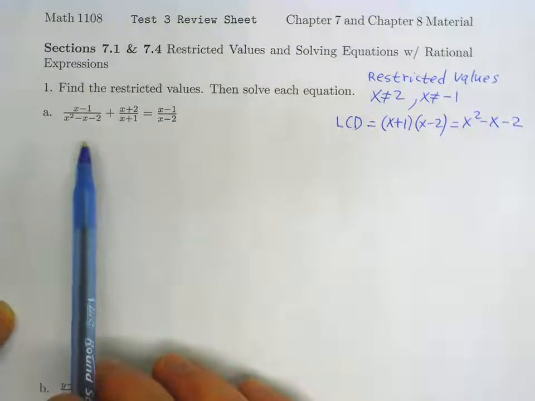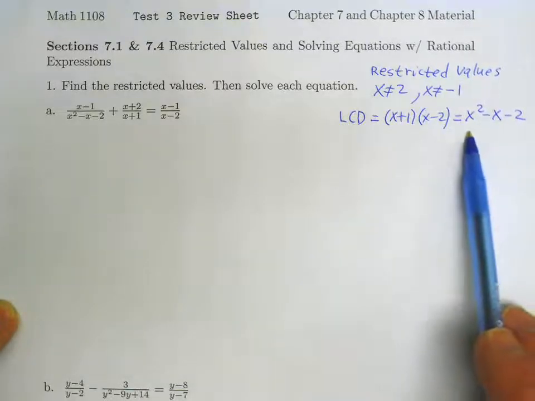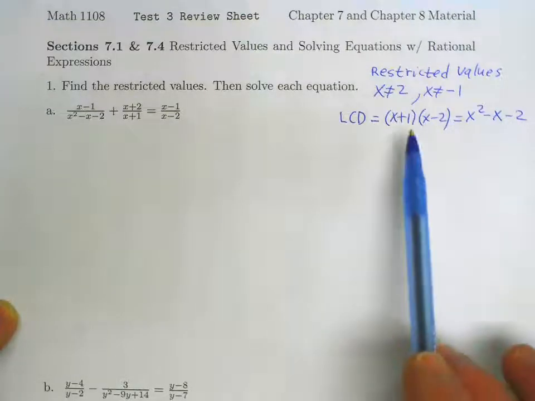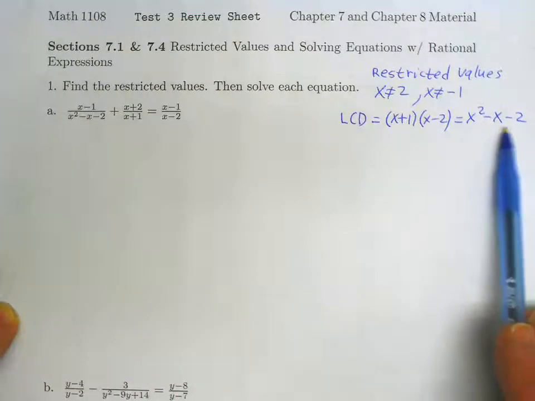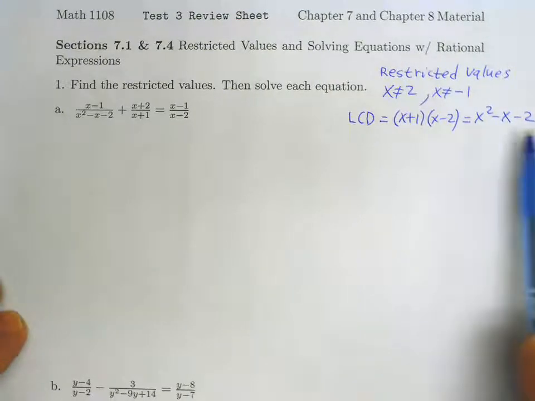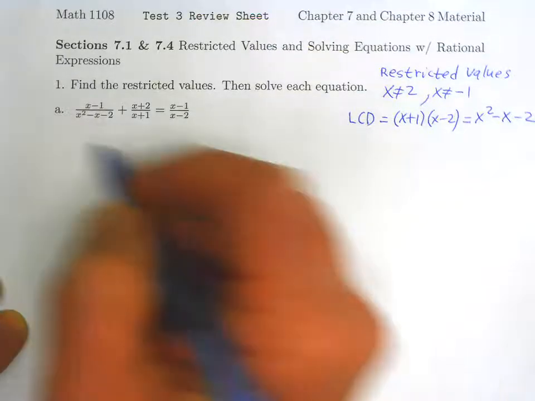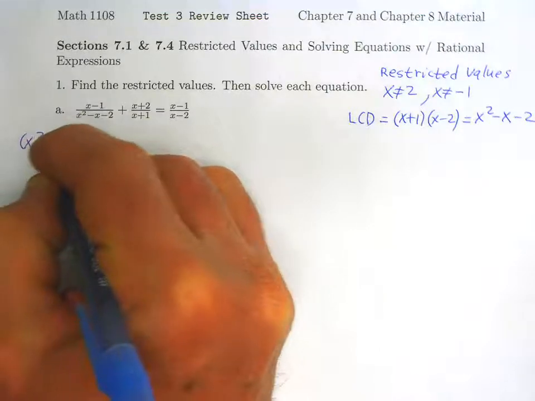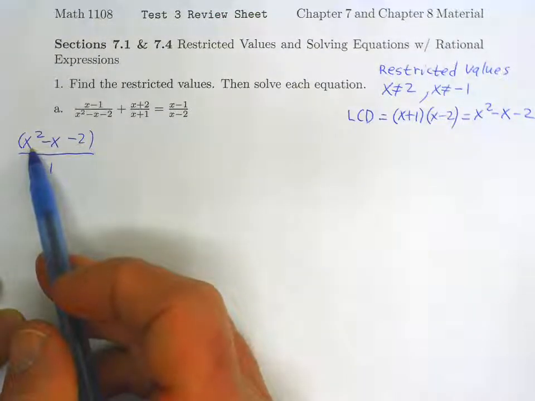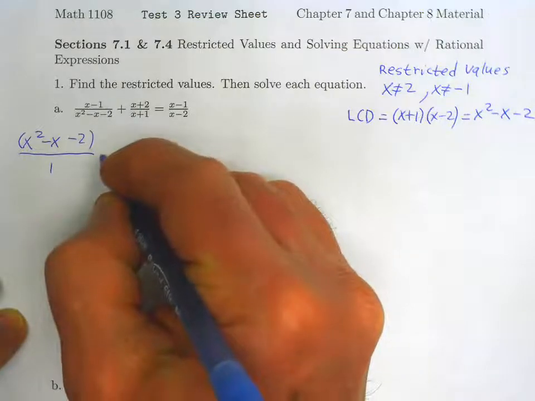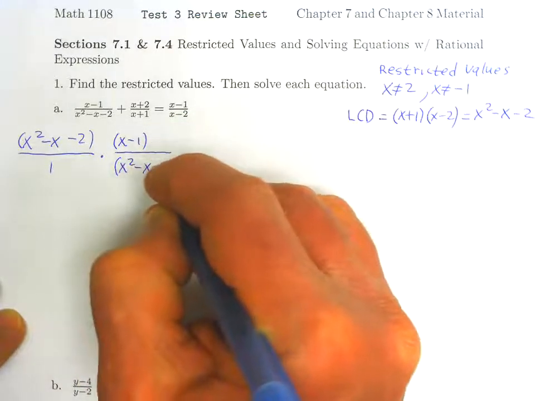Okay, then we are going to multiply every term on both sides of this equation by the least common denominator, either in factored form or expanded form. Either way is okay, but just use the form that is the most convenient. On the left term, using the expanded form of the least common denominator makes more sense to me. So I'm going to multiply x minus 1 over x squared minus x minus 2 by x squared minus x minus 2. I'm going to write it over 1 so that I remember that x squared minus x minus 2 is in the numerator, and I'm multiplying that by the term x minus 1 over x squared minus x minus 2.